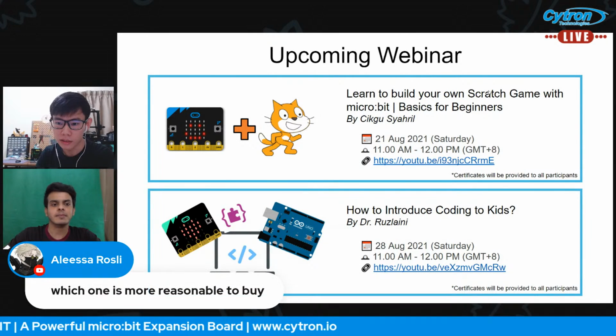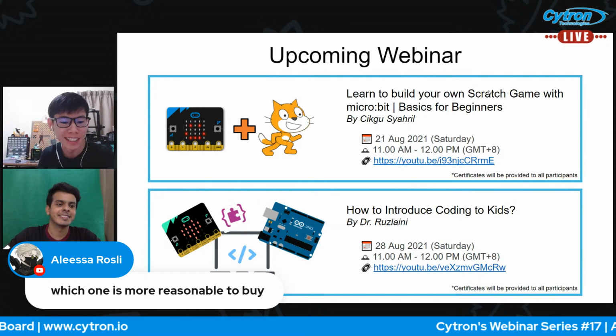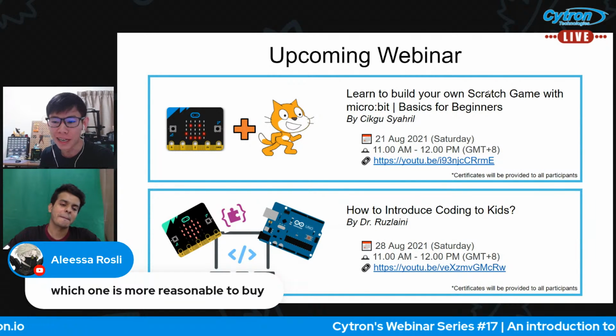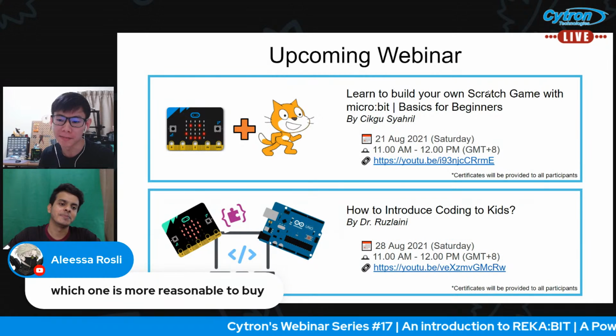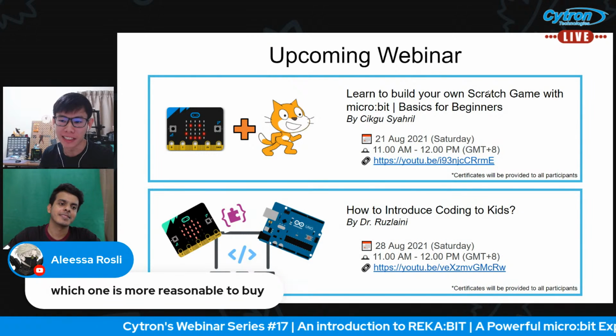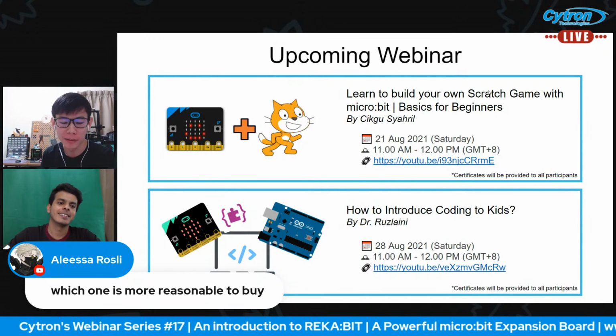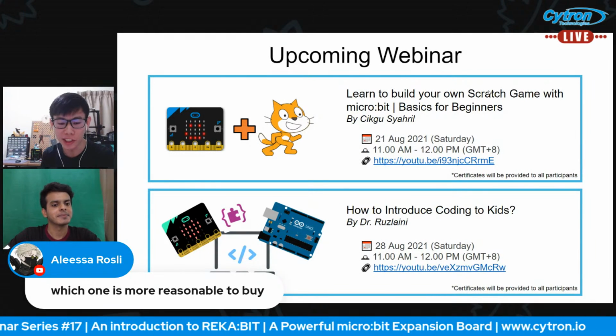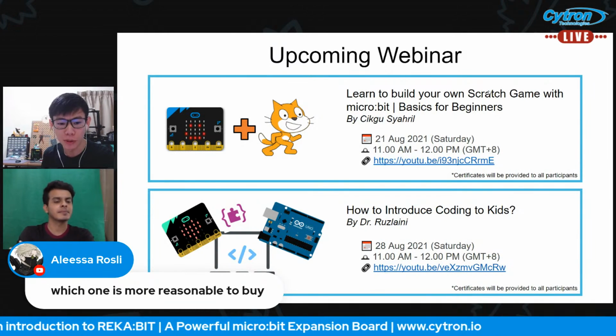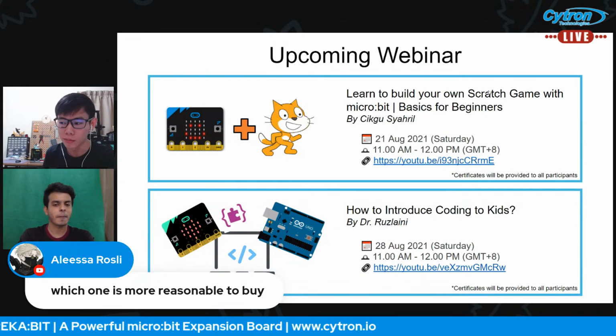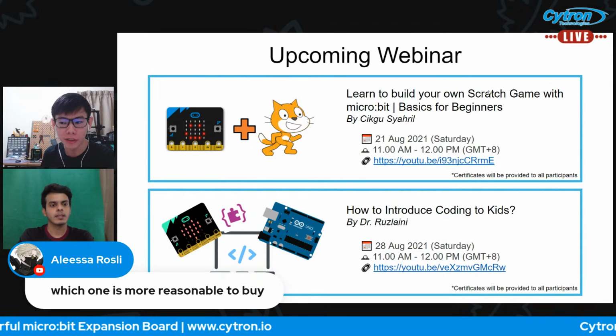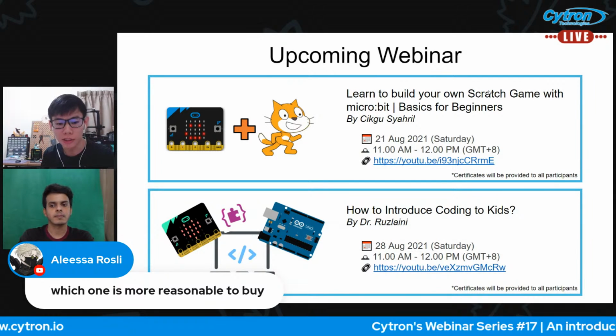Right. Let's see. Before I continue the slides, I'm going to read through some of the comments. Which one is more reasonable to buy? I would say it depends on your application or what you want to do with it. If you want to teach a class and you need a book, EduBit is best. If you want to build a simple project for students, then REKA is also a good option. Right? It's a cheaper option too.